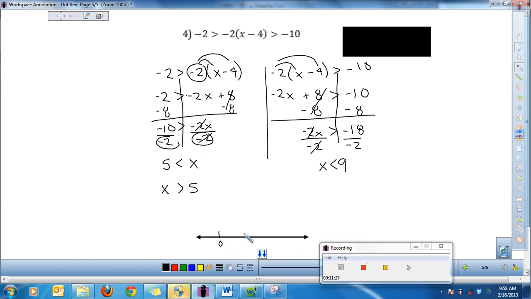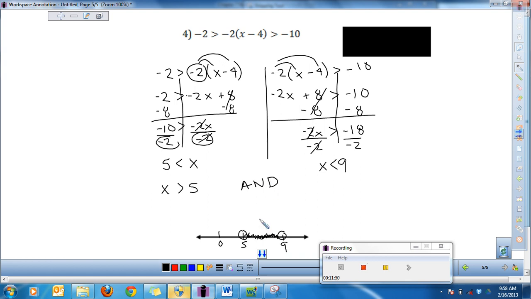We had a 0, a 5, and a 9. It told us that x was greater than 5. So I'm going to draw an open dot. I'm going to shade greater than. It told us that x was less than 9. So open dot, shade this way. So I need to shade the middle. This is an intersection, so you should know that this is an AND graph.